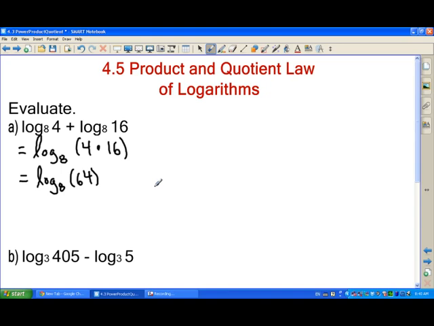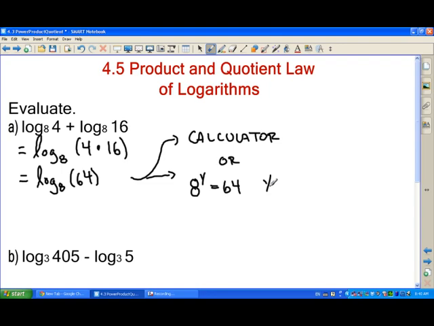And now we have one of two ways to do this. We've learned how to evaluate logarithms with different bases, so you can do that on your calculator. Or we can remember that if we rewrite this, we're looking at 8 to some power is equal to 64. So I think that power is 2. So this whole expression is equal to 2.